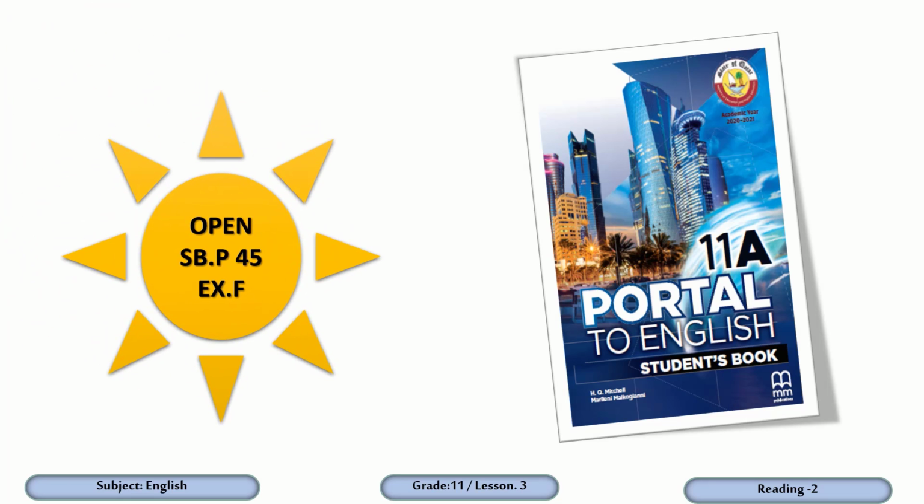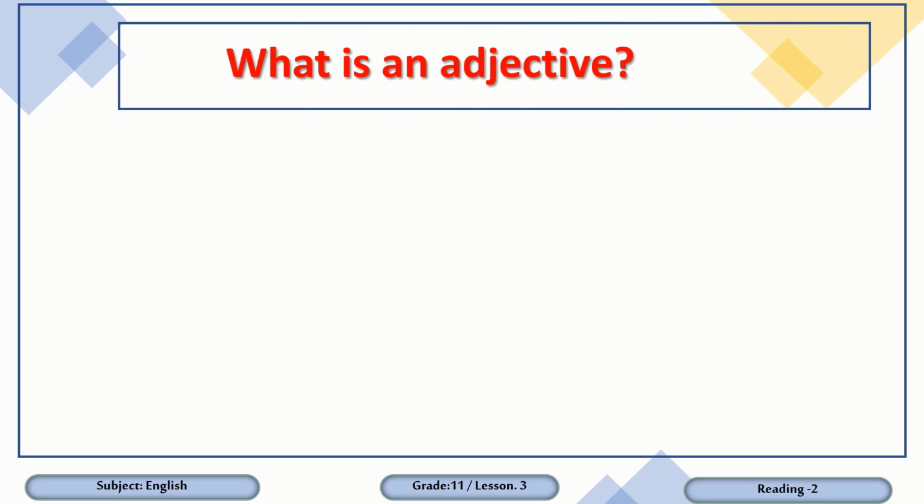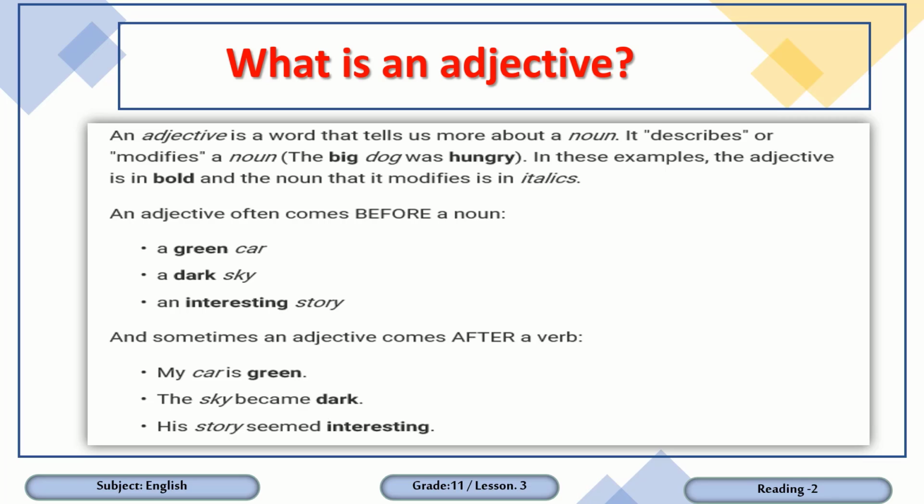Dear students, now open a student's book, page 45, exercise F. Dear students, before having the task, let's ask this question. What is an adjective? An adjective is a word that tells us more about a noun. It describes or modifies a noun. So, in other words, it adds to the noun. It gives more description. So, the big dog was hungry. So, here we have two adjectives in bold, big and hungry, and both of the adjectives modify the noun dog.